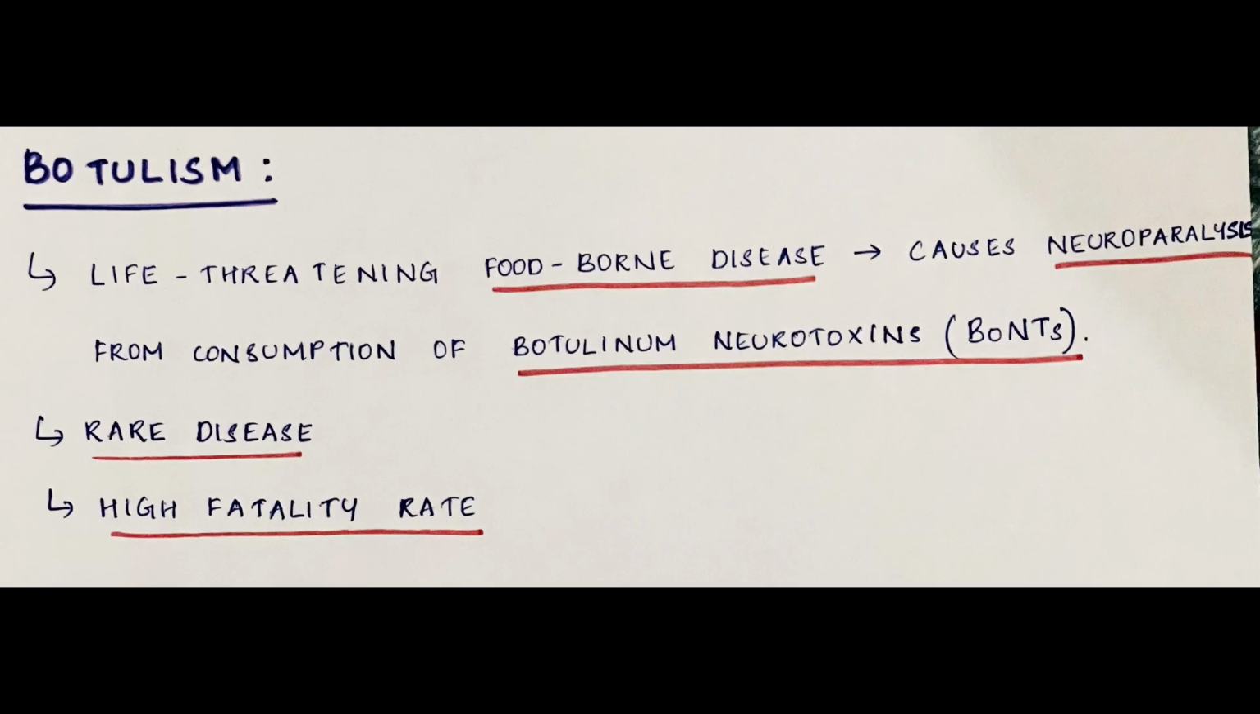Botulism is a life-threatening foodborne disease that causes neuroparalysis from the consumption of botulinum neurotoxins. It is a rare disease, but it has a high fatality rate. Even a small amount of toxin can kill millions.